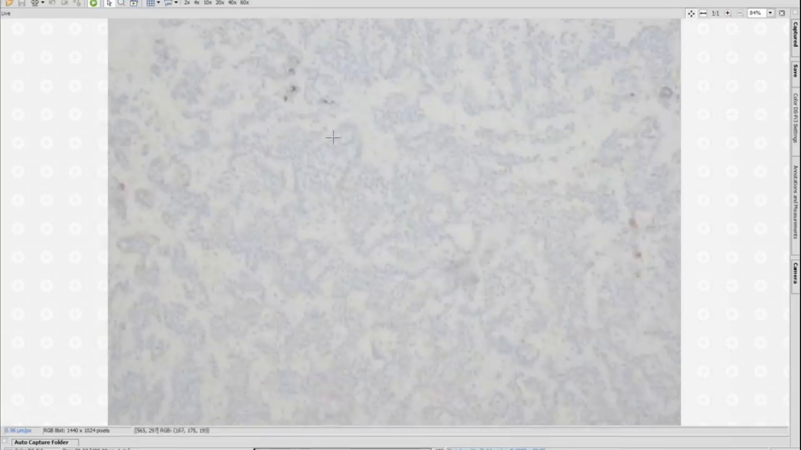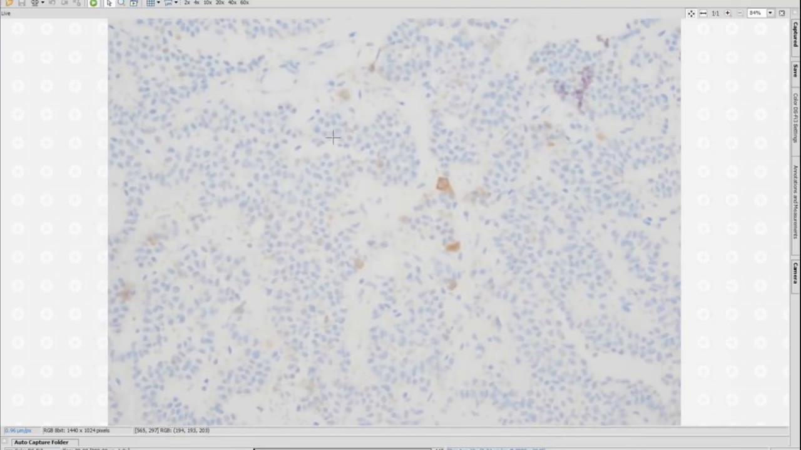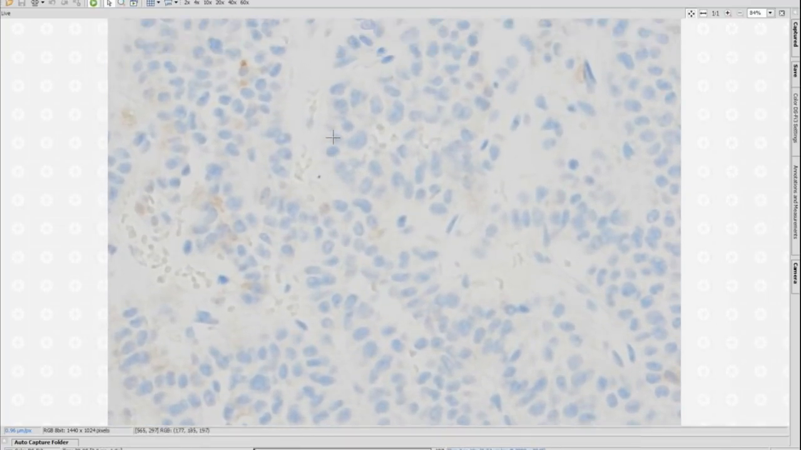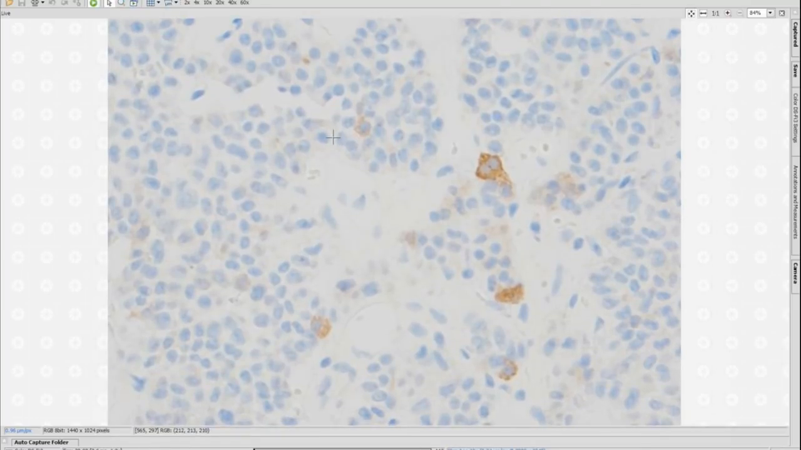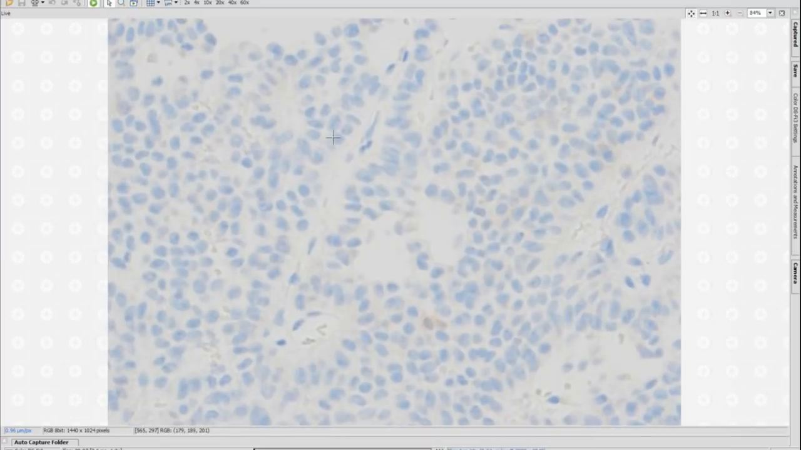And you see the FSH and the LH tend to be weak and focal many times. They can be altogether negative and still be considered a gonadotroph. These are very tricky hormones to get to work, and you see they can be very focal and very easy to miss. So that's why the SF1 has become a little bit of a better marker for this particular adenoma subtype.